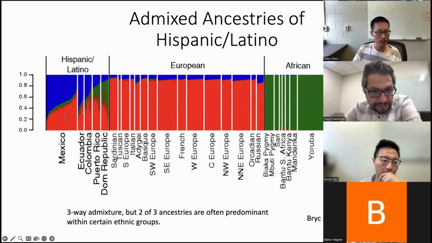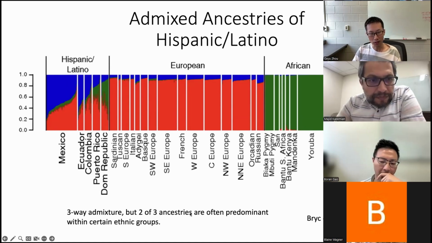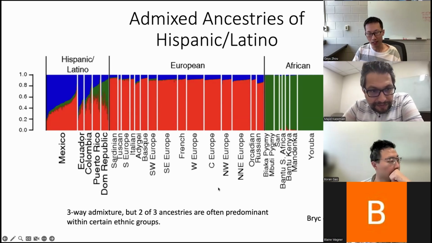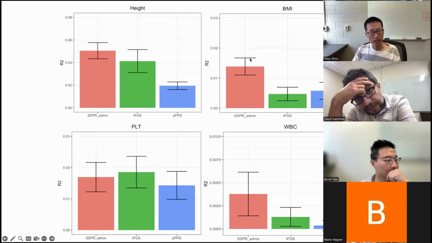For example, in Mexicans, the European and Native American are often predominant. And in the Caribbean countries, such as Puerto Rico and Dominican Republic, the African and European are often predominant. So this means we can typically use two out of the three ancestries as representations and just apply our previous two-way models to build a prediction for the Hispanic Latinos. And this is the result.